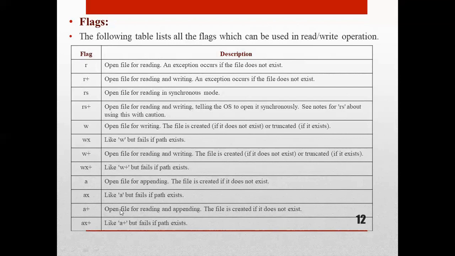Then A plus, it will open a file for reading and appending. The file is created if it does not exist. Then the last flag is AX plus. It is similar to A plus, open file for reading and appending, but it fails if the path of that file already exists. So these are the flags which we can use while read and write operations.